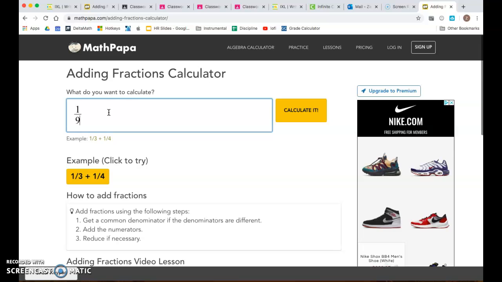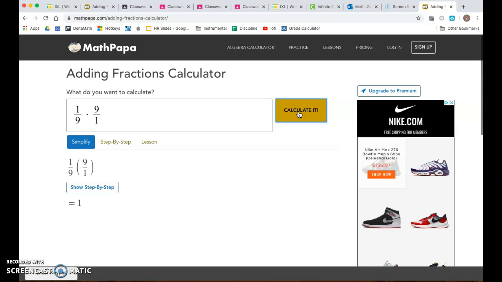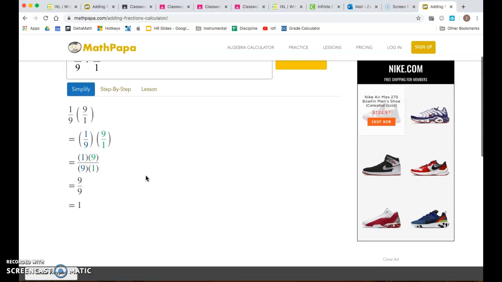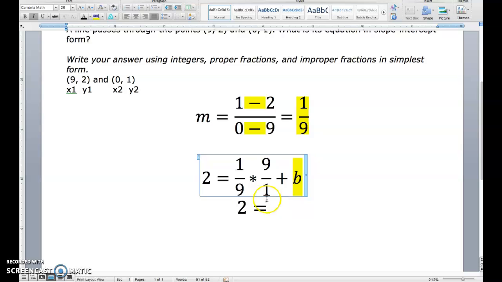1 over 9 times, that was Shift 8 on your keyboard, 9 over 1. Calculate it. And 1 over 9 times 9 over 1 is 1. It even shows you the step-by-step, which is nice, but anyway, final answer is 1. So I have 2 equals 1, then bring down plus b.